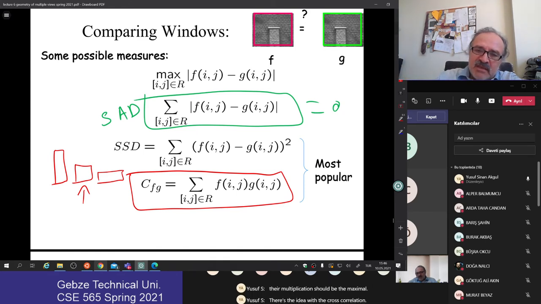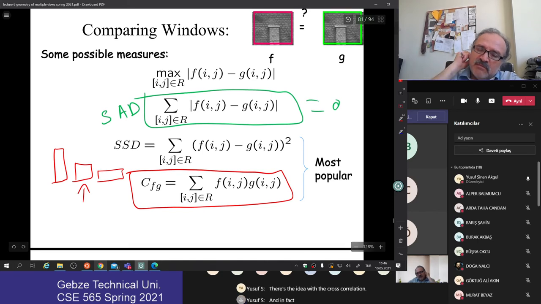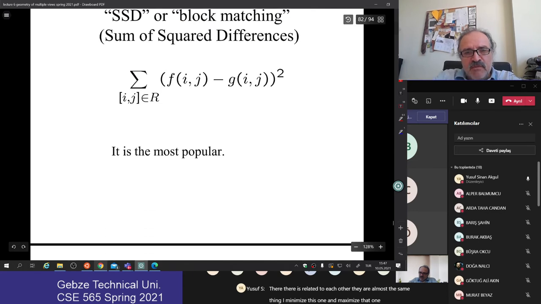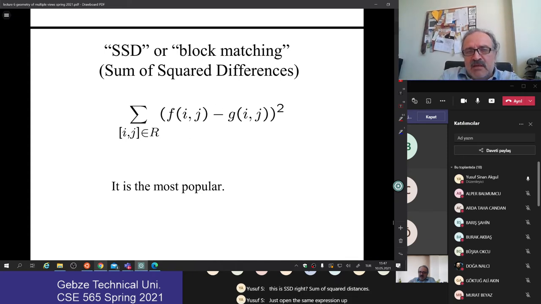And in fact, these two are the most widely used ones. And they are very related to each other. They are almost the same thing. I minimize this one and maximize that one, but they're almost the same thing. Why? Let me show you. Okay. This is SSD, right? Sum of squared distances. Just open this expression up. Okay, I will end up doing this.